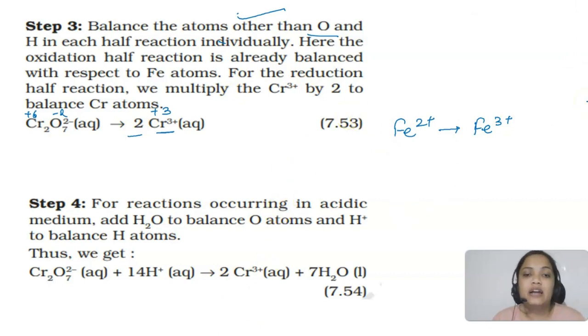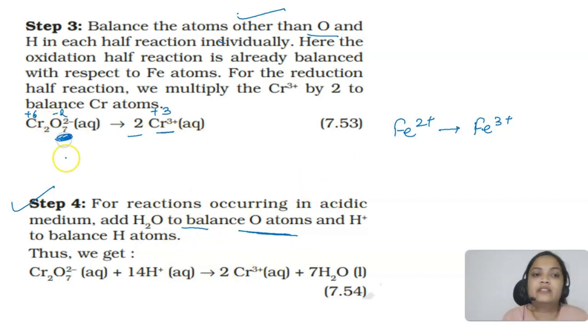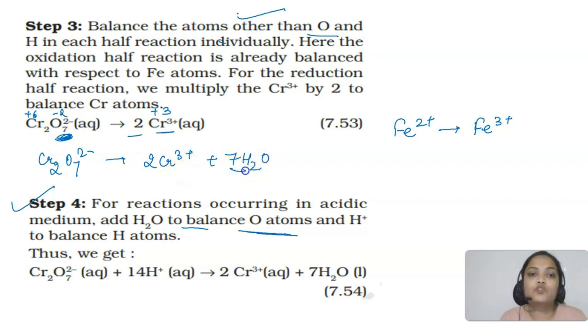Now, if the reaction is happening in acidic medium, we add H2O to balance the oxygen atoms, just like we did in the last method. After separating the reactions, the steps are the same as those we did for the oxidation number method. So how many oxygen atoms did I need? 7. So that's why we have added 7 H2O on the product side. Now I have added 7 H2O, so I need 14 hydrogen ions on the reactant side. So I will write 14H+ on the reactant side. See, this is what we have done.